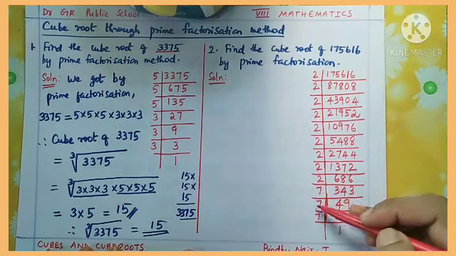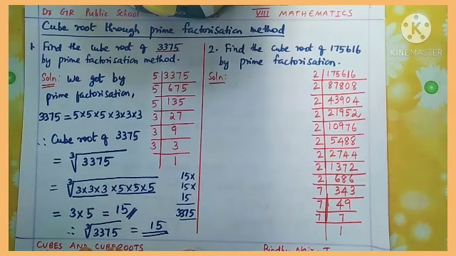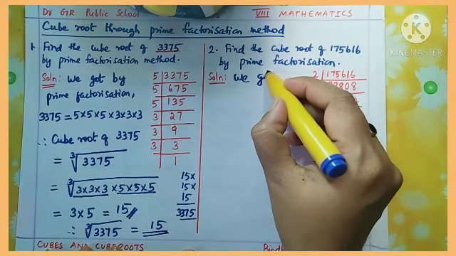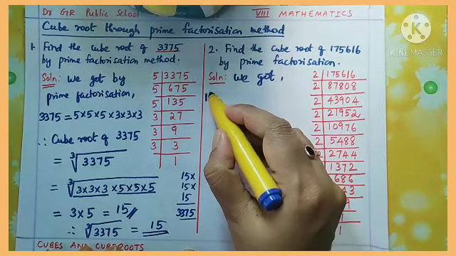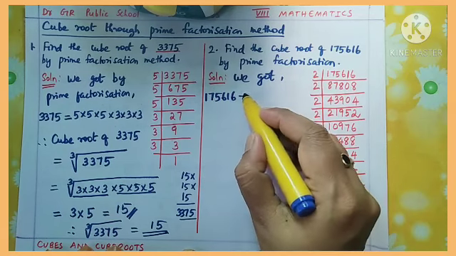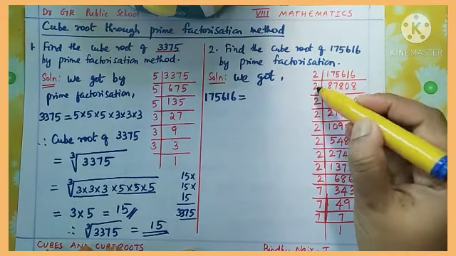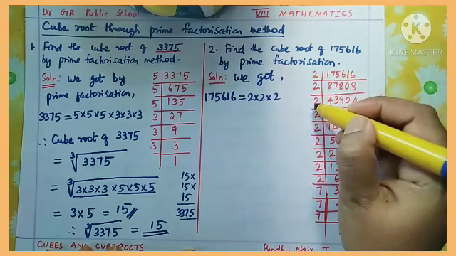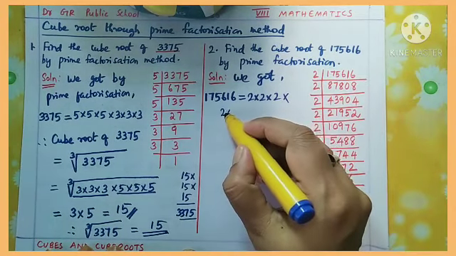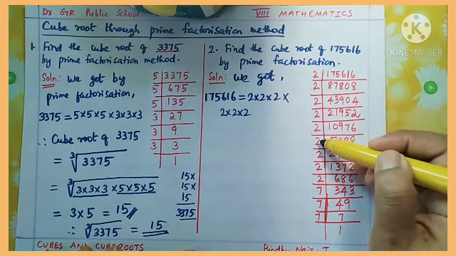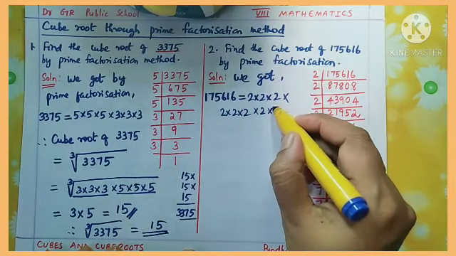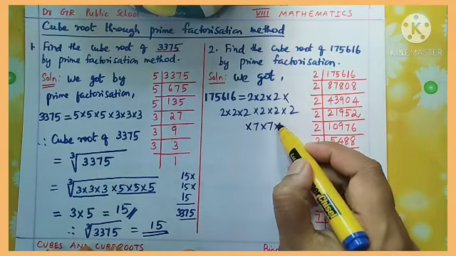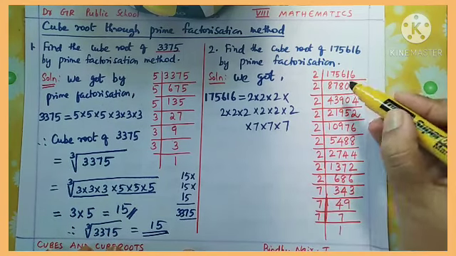Now all the factors you want to collect and write in the answer part. So we got 175616 is equal to, first write all the factors. So here 2 into 2 into 2, 1 triplet. Then next again 2 into 2 into 2, second triplet. Again third triplet is also 2 into 2 into 2. After that you get 7 into 7 into 7. So these are the factors of this given number.